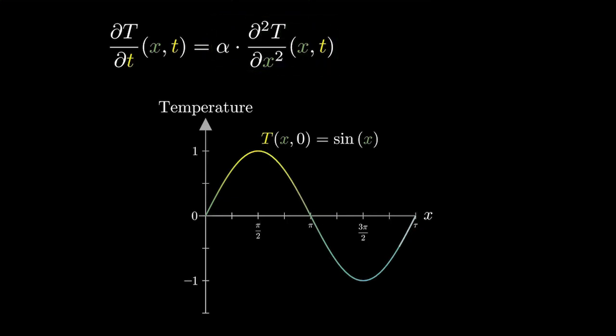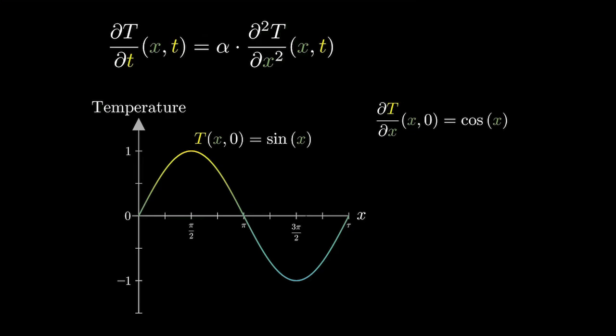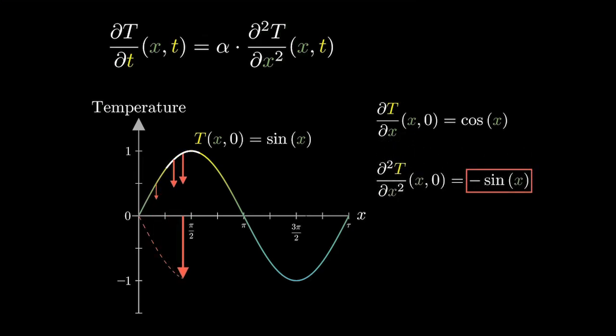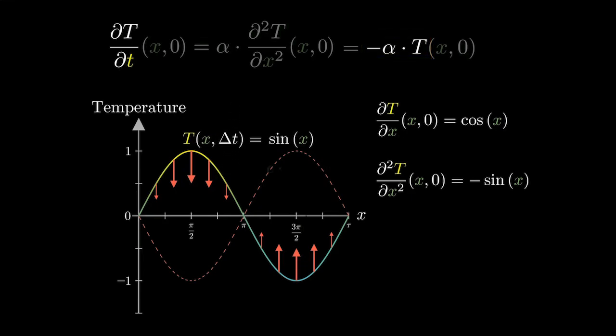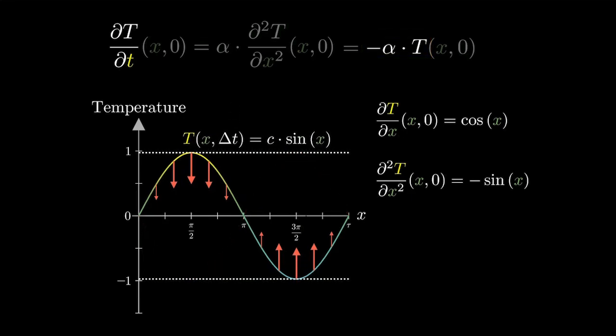The derivative of sine of x is cosine of x, whose derivative in turn is negative sine of x. The amount the wave curves is, in a sense, equal and opposite to its height at each point. So at least at the time t equals 0, this has the peculiar effect that each point changes its temperature at a rate proportional to the temperature of the point itself, with the same proportionality constant across all points. So after some tiny time step, everything scales down by the same factor.